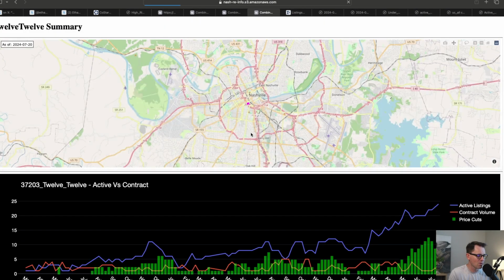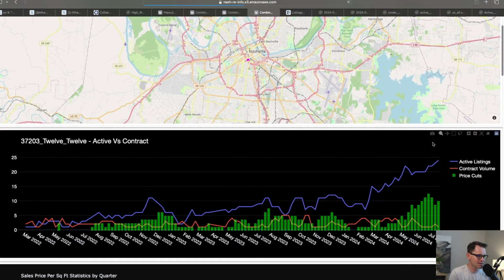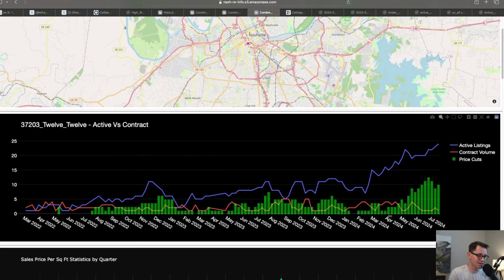Look at this. One of the reasons I love this. I mean, it's bad, guys. Look at this. So this green bar is price cuts. Price cuts are skyrocketing right now in 1212. Inventory is skyrocketing. Look at where it was in 2022. In 2022, there was not much inventory at 1212. Today there are 24 listings and there's only one under contract. That's like the equivalent of a 24-month supply, or what feels like a 24-month supply.